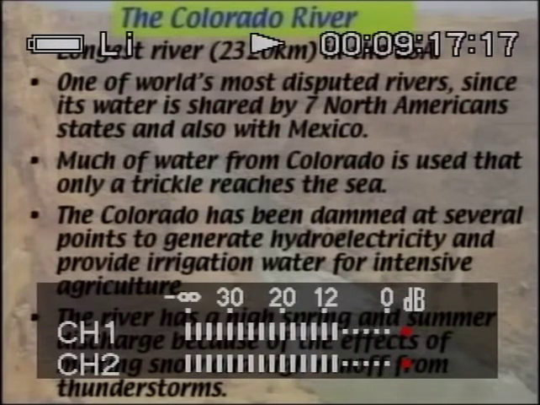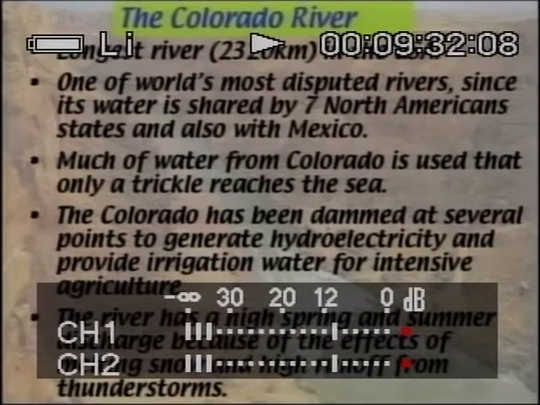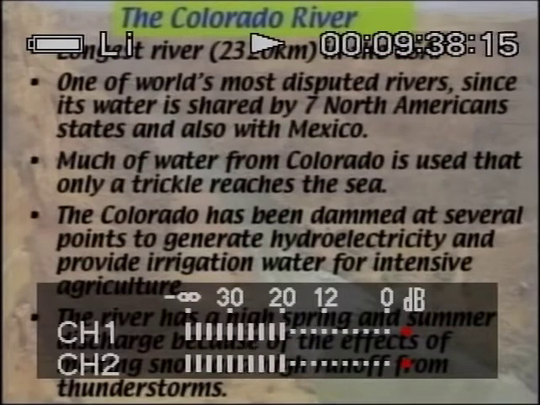Disputed rivers simply means that there are 7 North American states and 1 country, which is Mexico, using that same river, and the river becomes so scarce. Everyone wants to use that river. That's why it's becoming a disputed river.